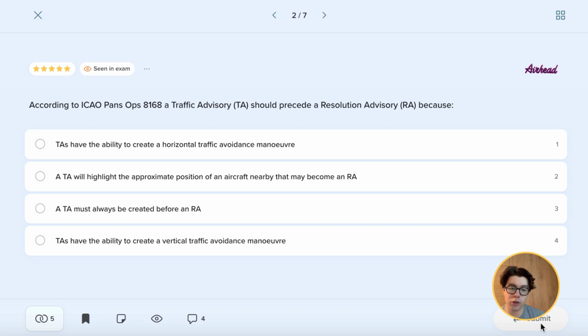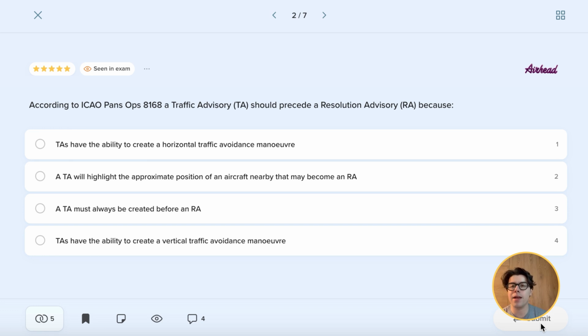Going into question number two, so according to ICAO PANS-OPS 8168, which is our IFR Bible, a traffic advisory, TA, should precede a resolution advisory, but of course, it is not a requirement. If you are heading into traffic, or you are starting to climb or descend very rapidly with traffic below you, an RA, resolution advisory, can sound immediately, skipping the TA. However, a TA inside of your cockpit will give you a warning, a sound of traffic.